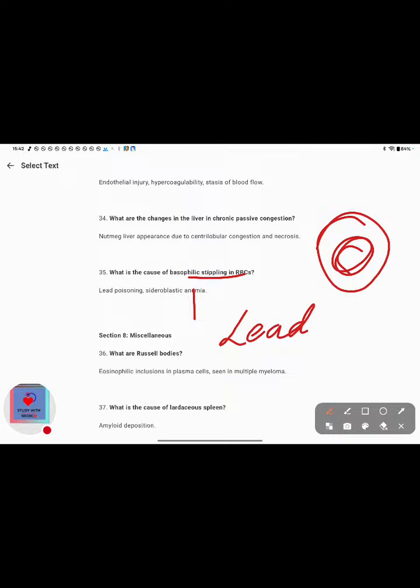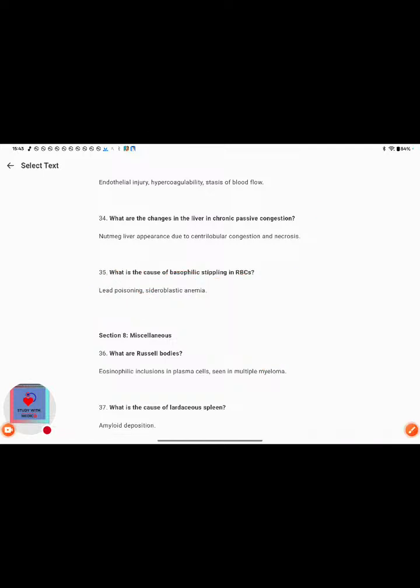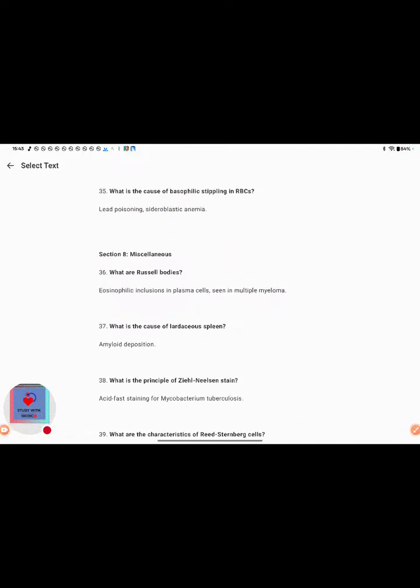What is the cause of basophilic stippling in RBC? That is because of the lead poisoning. So it is because of the lead poisoning and sideroblastic anemia.